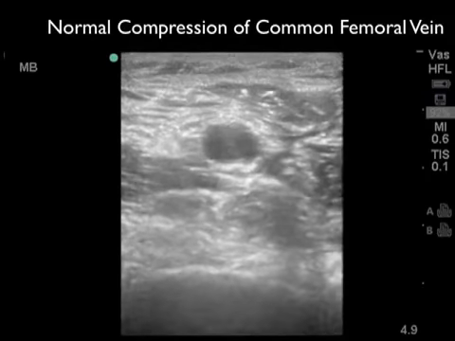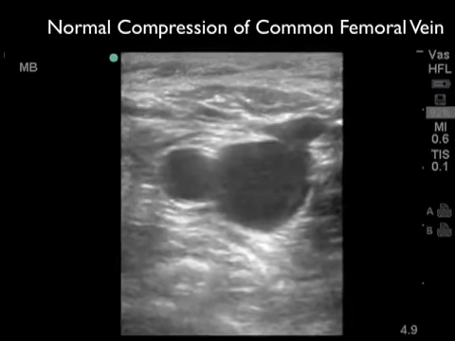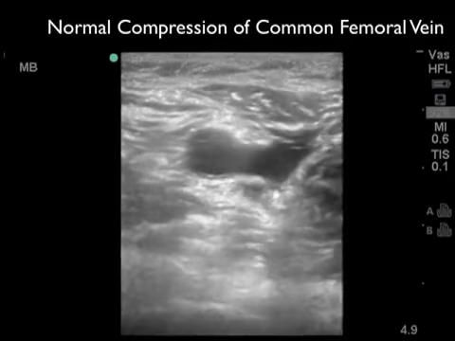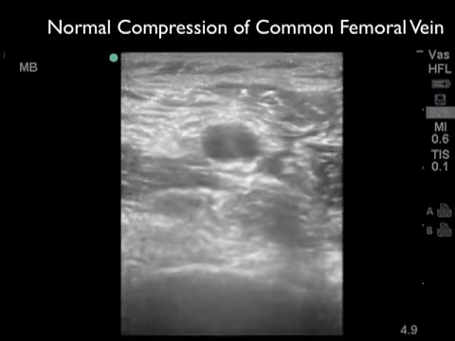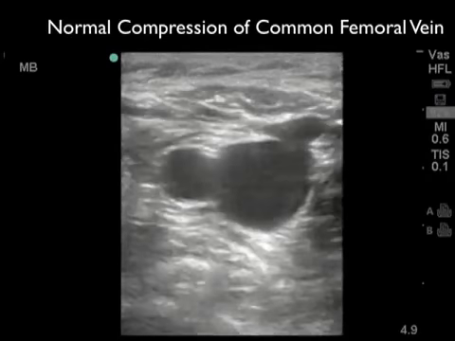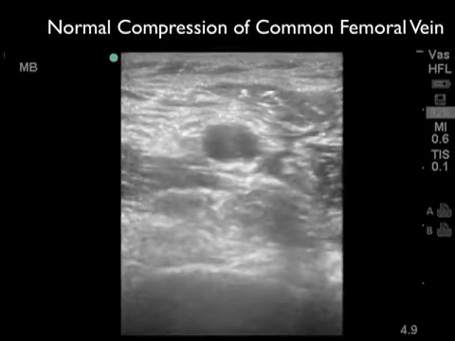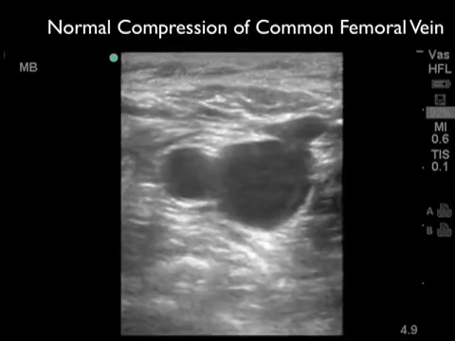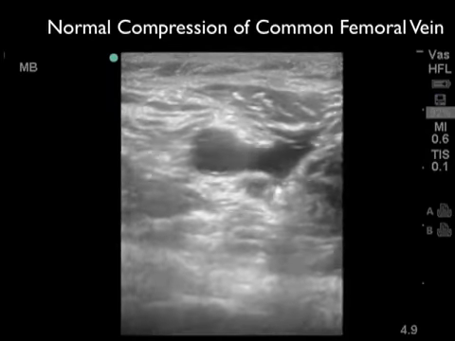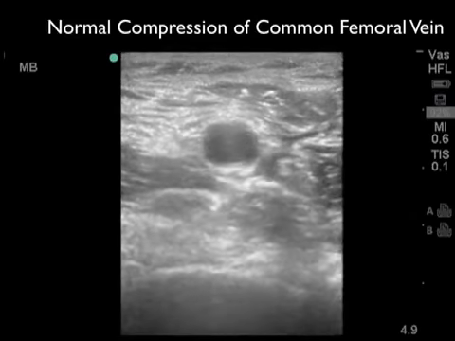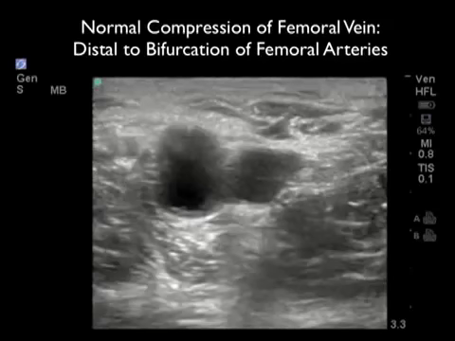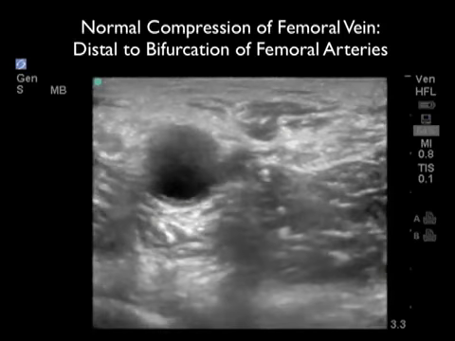Note we're looking in the short axis or transverse orientation, pressing down with the probe, and note with pressure down on the probe that the common femoral vein completely collapses and that the walls, the anterior wall and posterior wall of the vessel, meet. We also see compression of the saphenous vein, that little cap on the top of the common femoral vein. So a completely normal exam of the common femoral vein at the level just below the inguinal ligament.